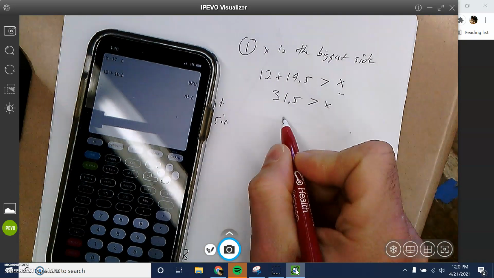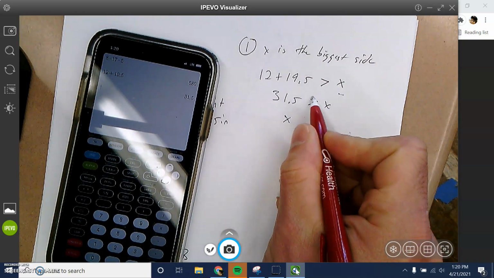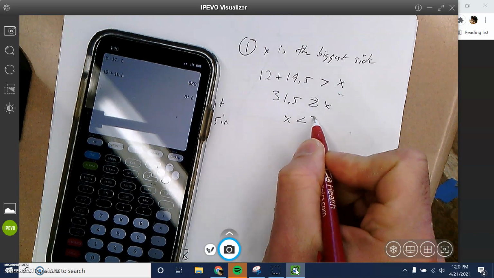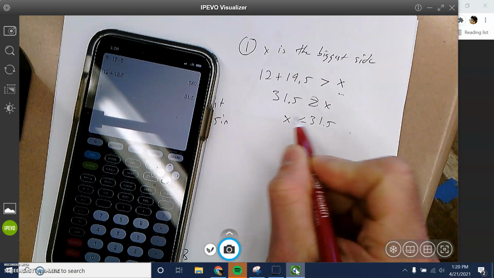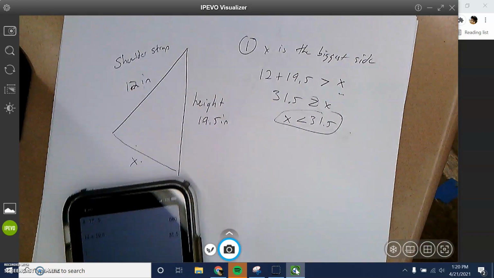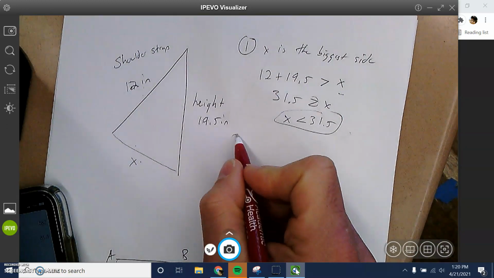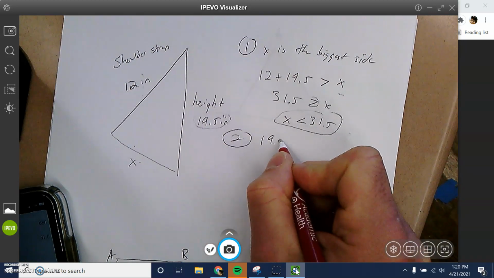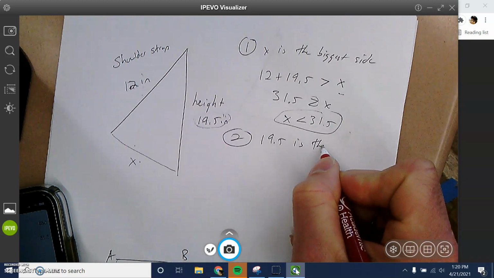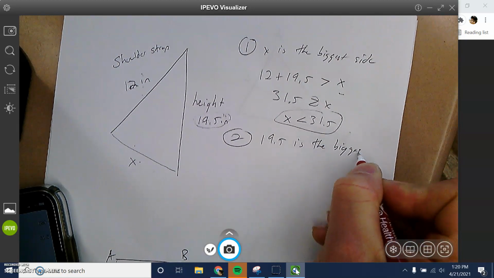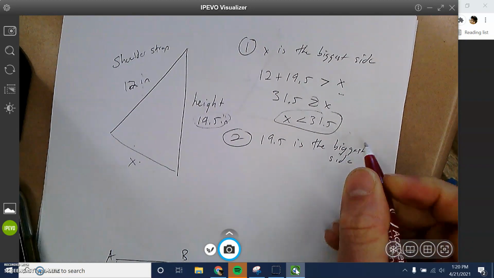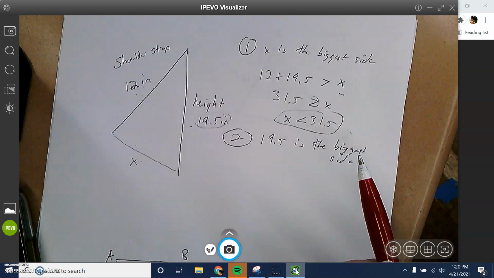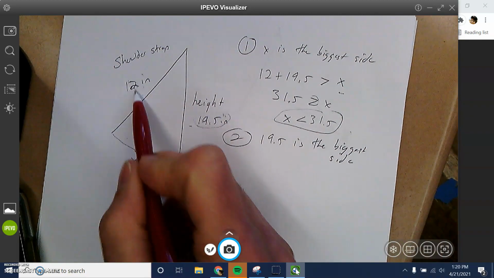31.5 is bigger than X. There we go. Or if you want to reverse it here, remember, X is, see Pac-Man eating the 31.5, because X is more comfortable there on the left side. There we go. Also, what else could be the biggest? Stipulation 2, right? This 19.5 could be the biggest side. And this can't be the biggest side because that's already the biggest side. So, I mean, these are the two smaller ones.